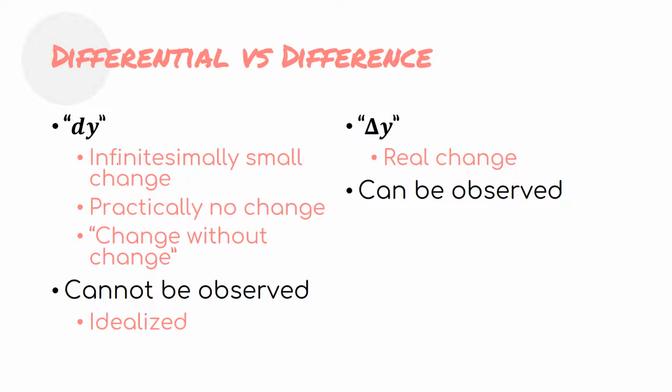If that sounds confusing, welcome to thermodynamics, because it's going to get a lot more confusing. But the concept of something that changes without change is the backbone of thermodynamic formulation and concepts, so you kind of have to get used to it. Differential is the idealized concept. It's something that cannot be observed. Difference, on the other hand, is the change that you can observe in your everyday lives. So it's the real change. It can be observed.